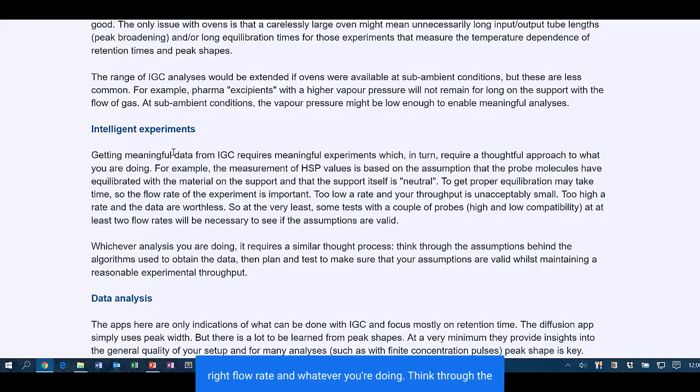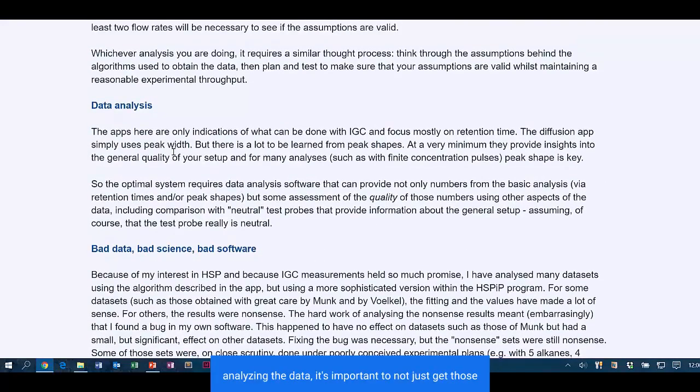And whatever you're doing, think through the assumptions behind the algorithms used to obtain the data, and then make sure your assumptions are valid. When you're analysing the data, it's important to not just get those bits of information which directly give the analysis, like retention time, but, as I said above, to look at things like peak shape, which give you all sorts of secondary information, but useful nonetheless. So you need good data analysis capabilities to be able to assess not just the numbers that you're interested in, but the quality of those numbers.